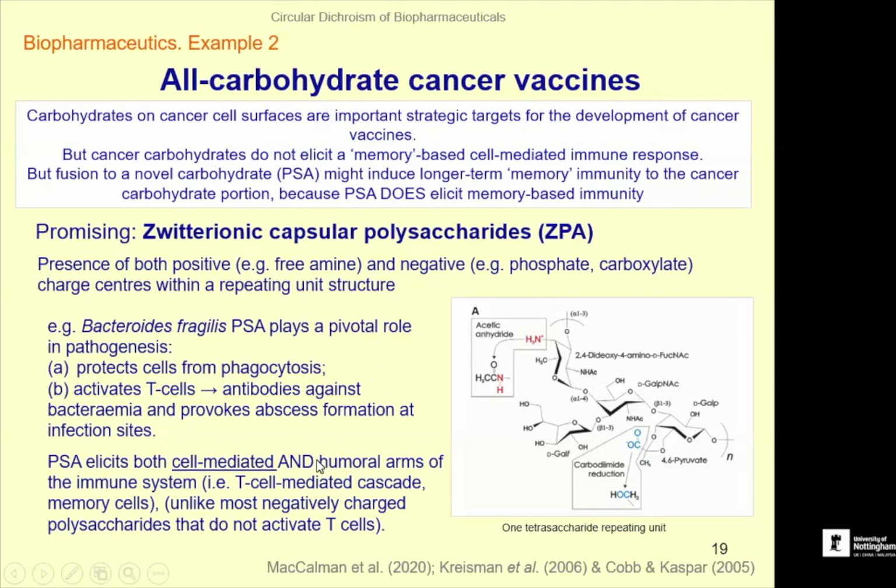So the amazing discovery was, first of all, that such a polysaccharide could induce a long-term T-cell response. In this paper by Kreisman, Cobb and Kasper, this was quite a breakthrough, the fact that you could take a polysaccharide and it would induce such a long-term response. And the question is, how is it that PSA can do this when most carbohydrates can't elicit a T-cell response?